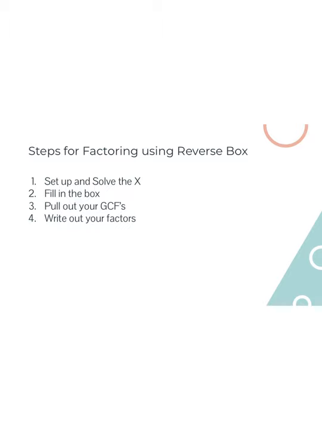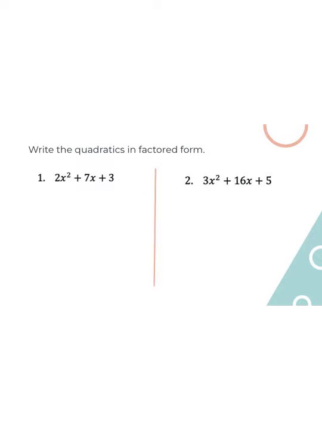Hi everyone, today we're going to be working on Unit 3 LT3 notes, basic factoring with the reverse box method. The steps for factoring using the reverse box are: number 1, you're going to set up and solve the X just like we did in the last lesson. Number 2, fill in the box. 3, pull out your greatest common factors. And 4, write out your factors. So let's start with this first one.